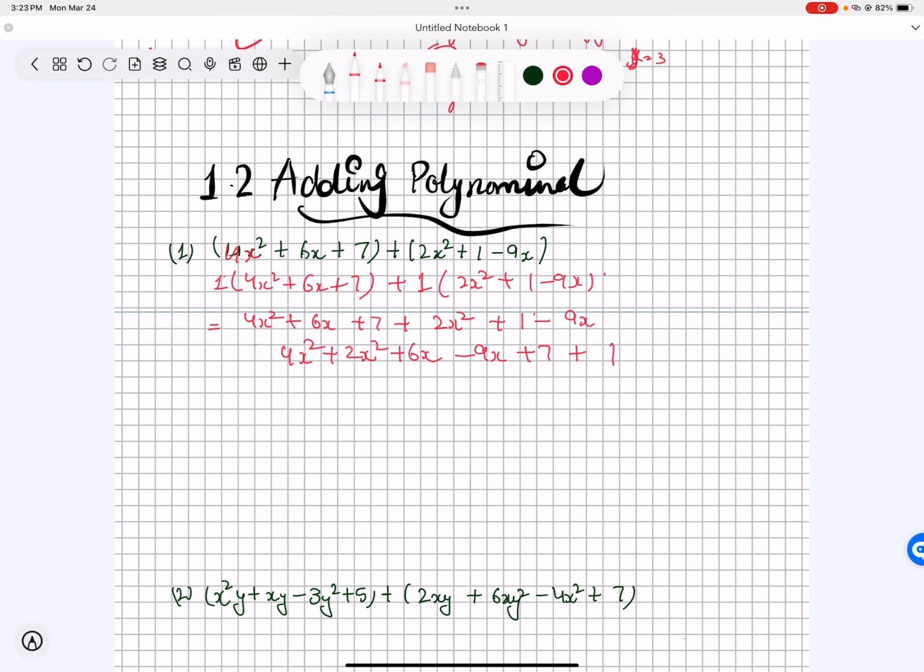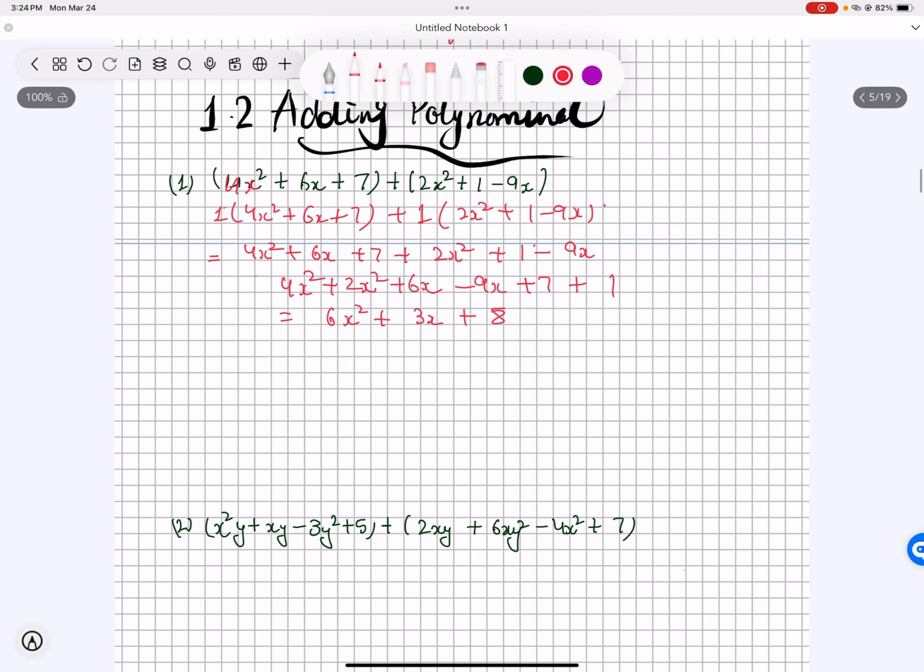So here we're gonna get 6x squared. Remember, when we add the terms, we only add the number part, not the variable part. We keep the variable part common. And 6x minus 9x gives us minus 3x, plus 7 plus 1 is 8. Here, this is our final answer. We cannot simplify it more because we don't have like terms.